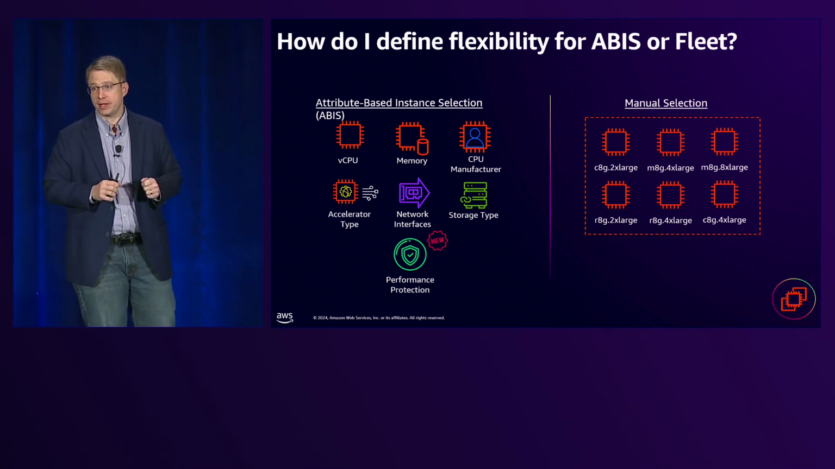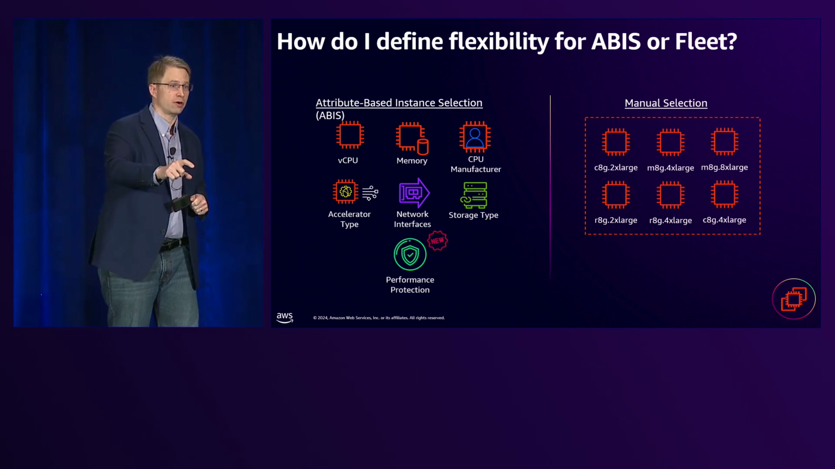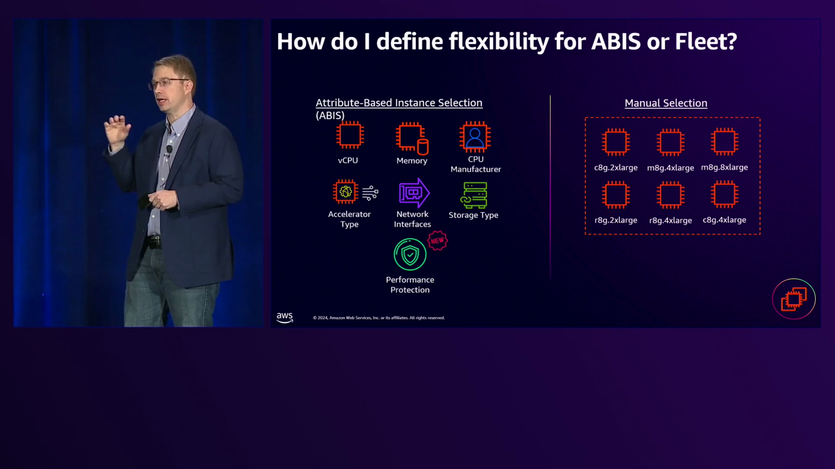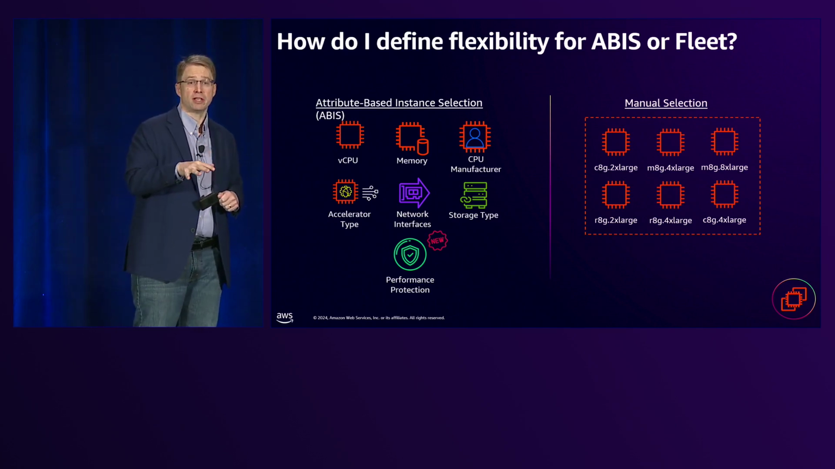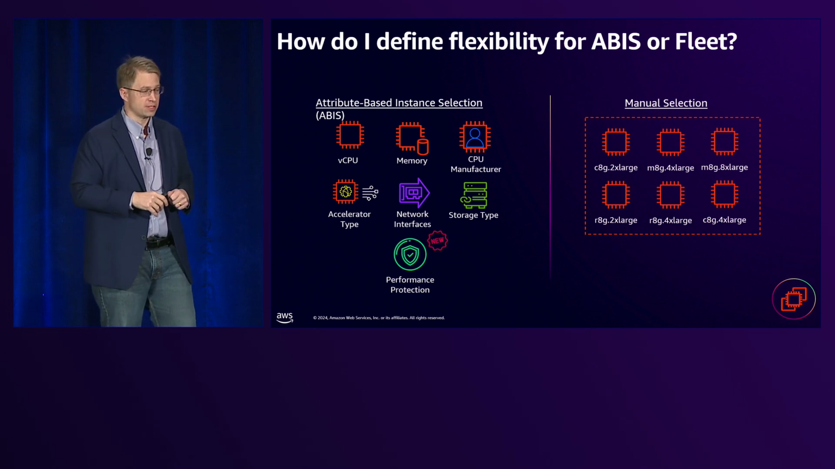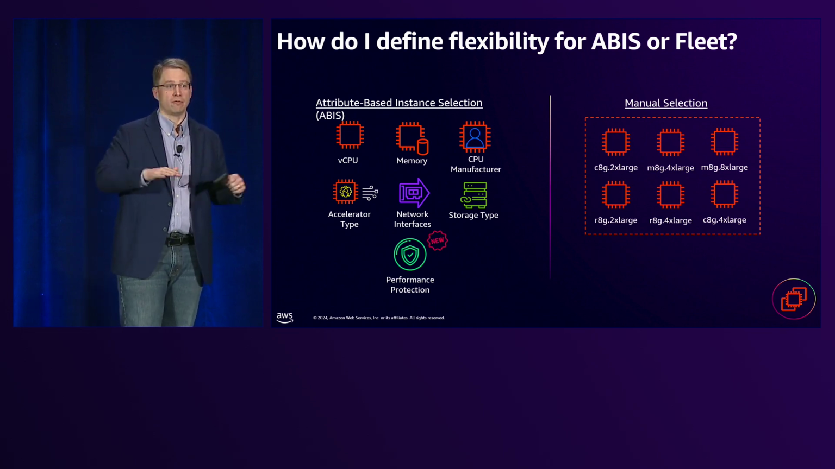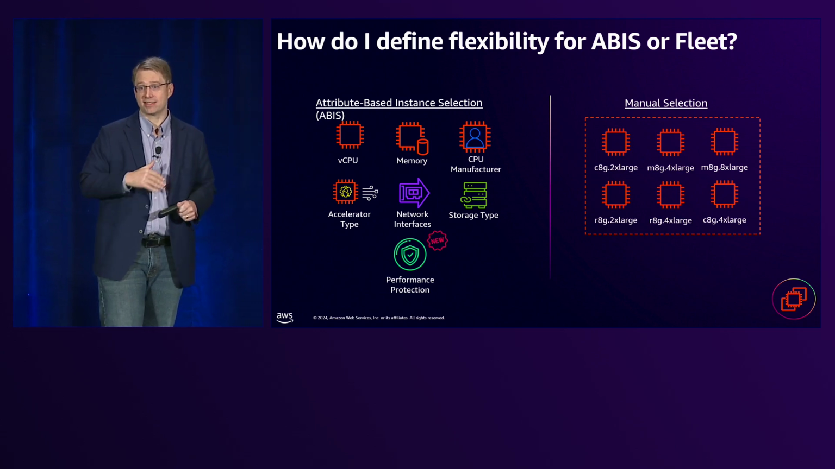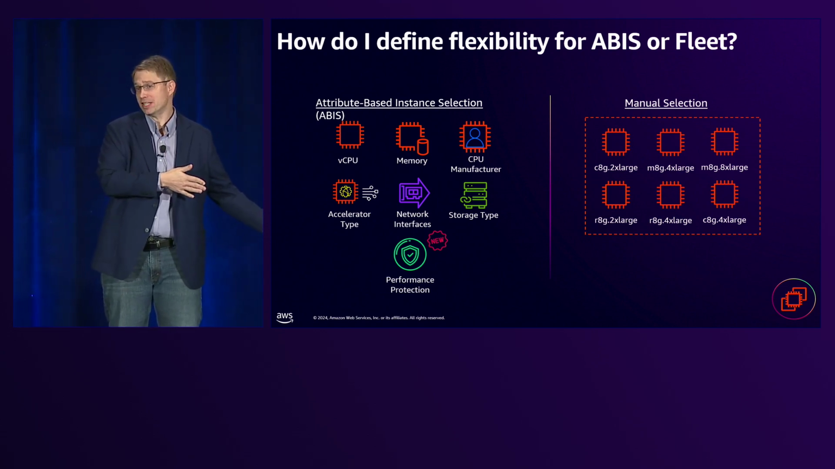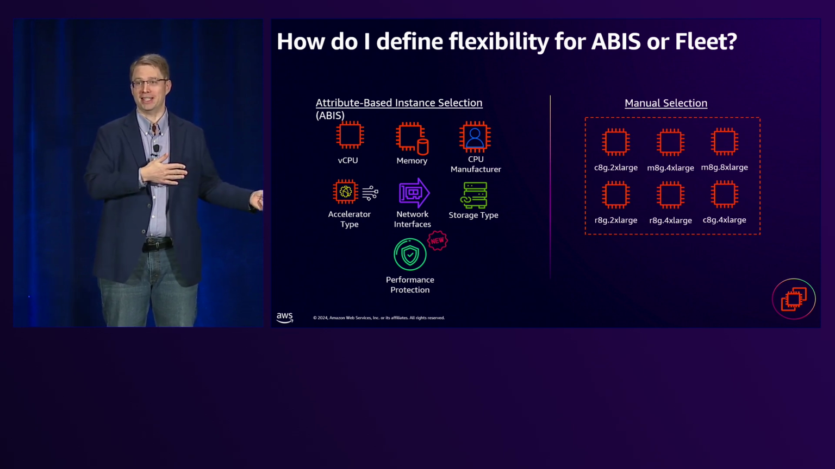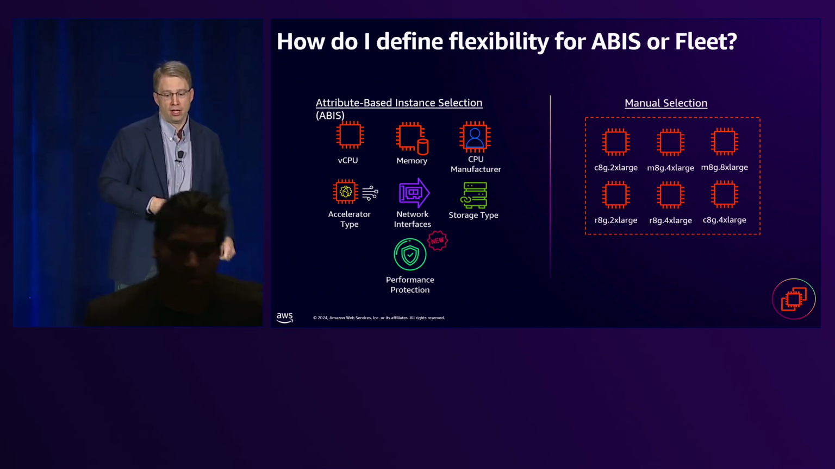The first is attribute-based instance selection. This allows you to specify, I want a certain number of vCPUs, a certain amount of memory, EBS backed or not, as well as something we launched in the last 2 weeks called performance protection. This allows you to say a minimum generation, which for many people that may have looked at this in the past, actually opens up a lot of the doors because many people can't use an M1 instance from 18 years ago. And so there's a minimum generation that they actually have to have.